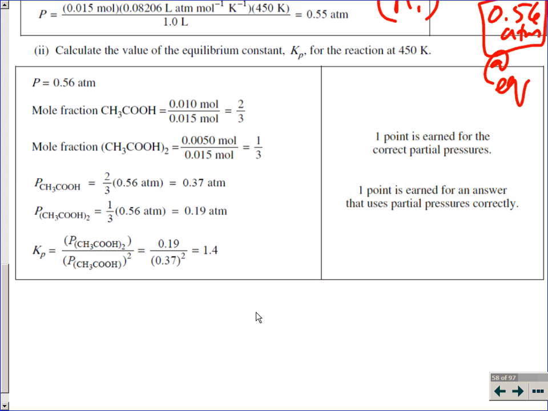Partial pressure. Yep. If you have a total pressure and you've got two gases or some more gases, they're only going to make up a little bit of that total pressure. So that's where my fraction comes from.